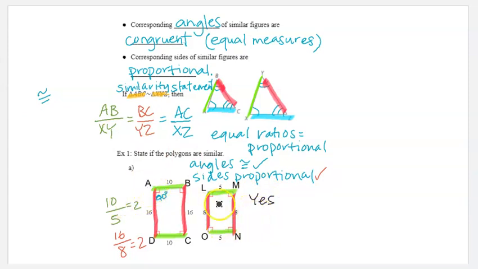And then I can go ahead and write a statement. ABCD is similar to LMNO. And I want to go around the figures in the same order. I do not need to start with A, but I can start with B or any other letter, but I need to go around the outside of the figure in the same order.